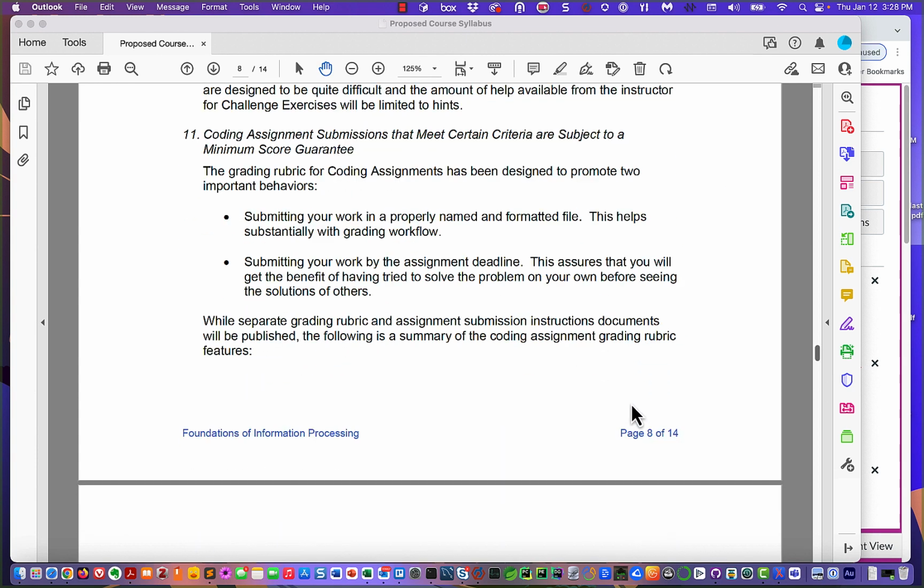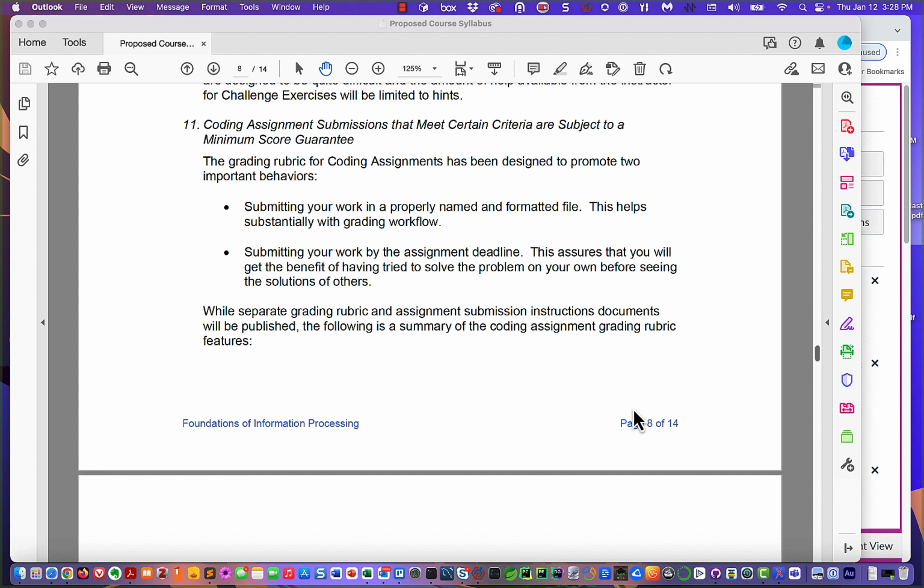Okay, coding assignment submissions that meet certain criteria are subject to a minimum score guarantee. If you submit your work in a properly named and formatted file, that helps us to do the grading substantially, so we give you some points for that. And if you submit your work by the deadline and make a good faith effort on all parts, well, that helps all of us too.